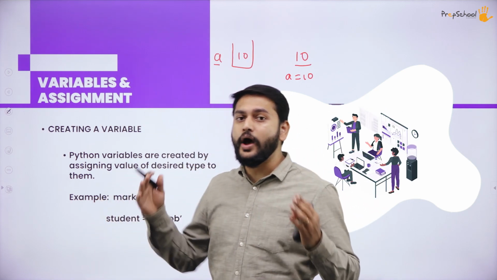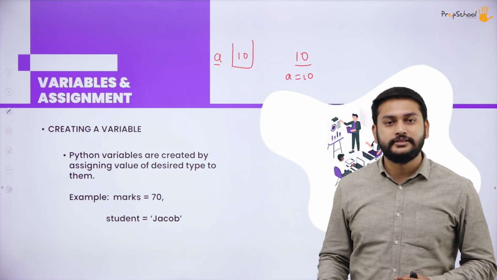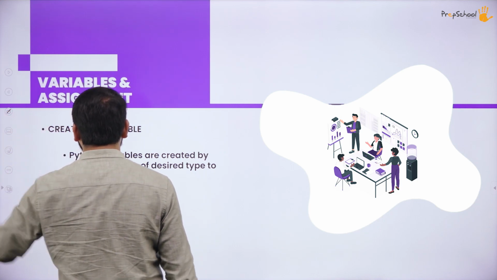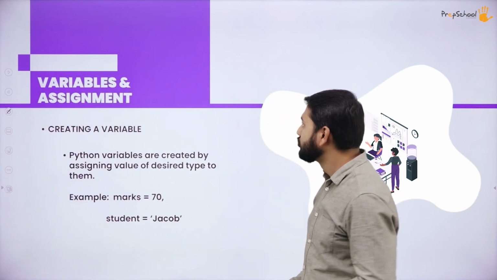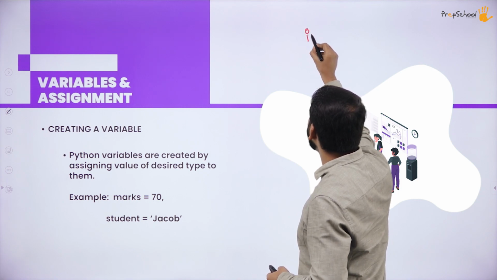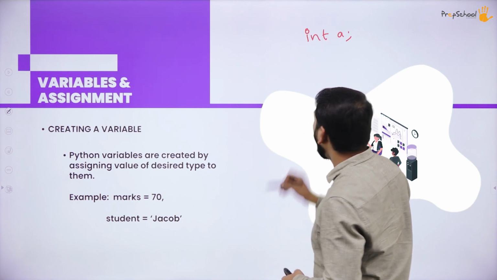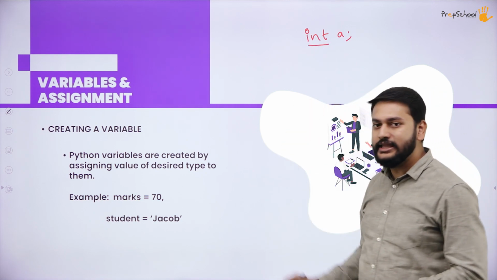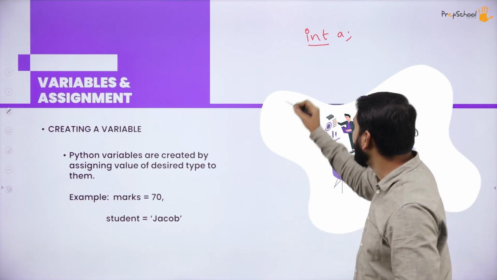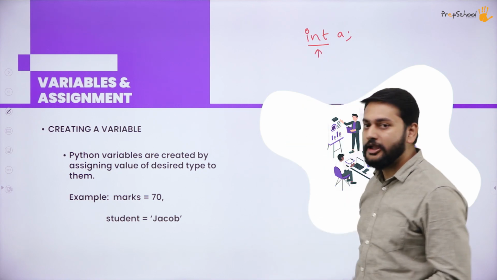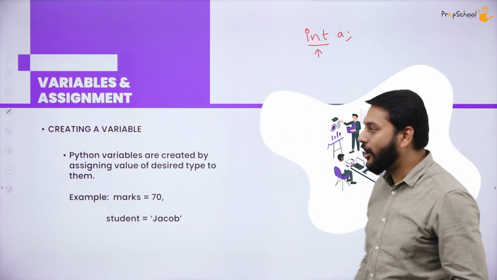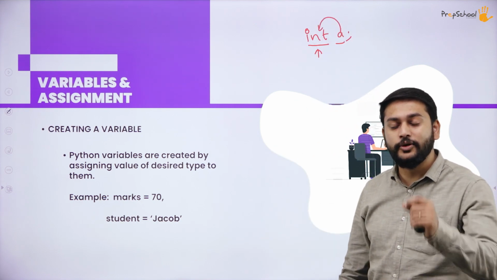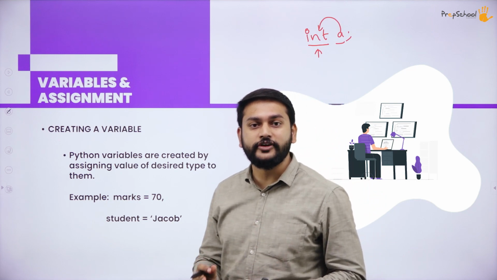Now, how do I create a variable in Python? Let us understand this concept in detail by comparing it with other programming languages. Let me take something like this, int a. What is the meaning of this statement? In programming languages like C, C++ and Java, we call int a data type, and we call a a variable of type int.